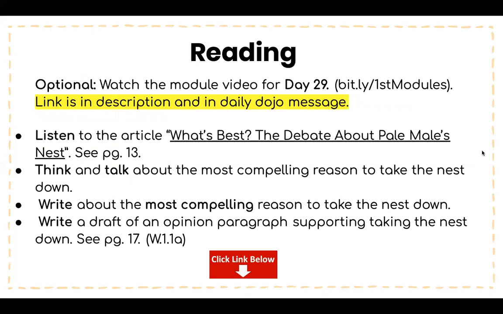For reading, you're going to watch the optional module video for day 29. You're going to listen to the article, What's Best? The Debate About Pale Male's Nest. You can either listen to it again or you can reread it to make sure you remember. Now you're going to think and talk about the most compelling reason to take the nest down. You're going to write about the most compelling reason to take the nest down, as well as writing a draft of an opinion paragraph supporting taking the nest down. So I'm going to show you an example.